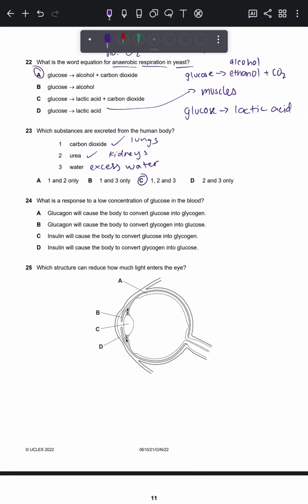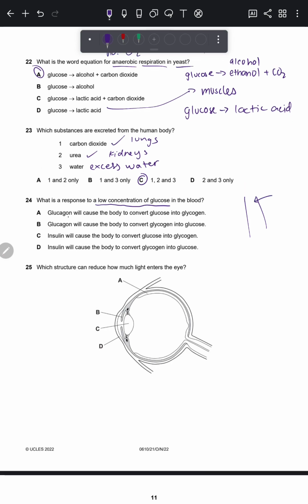What is a response to a low concentration of glucose in the blood? So if there's a low concentration of glucose in the blood, we need glucose to get into the bloodstream. To do that, there is a hormone called glucagon, which will convert glycogen to glucose. Glycogen is stored in the liver and muscles, and it is converted into glucose, which is put into the bloodstream. That's how the concentration of glucose is increased again and maintained.